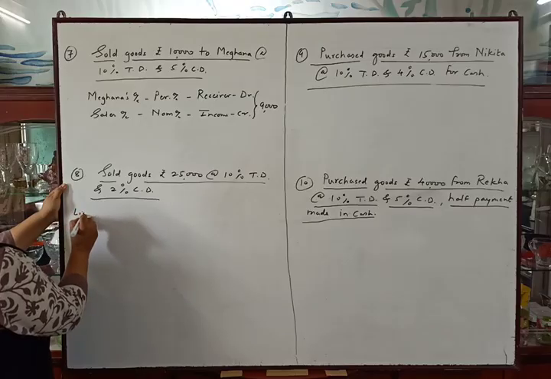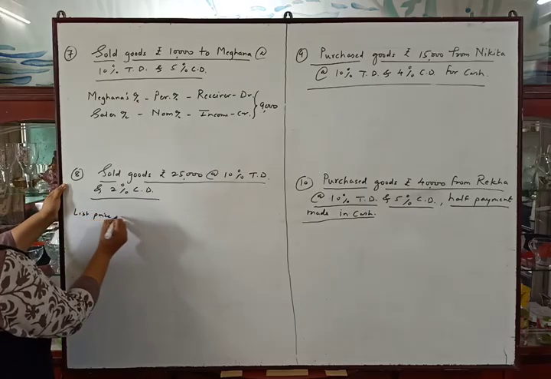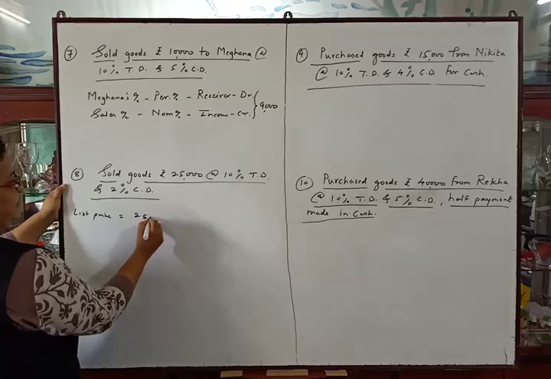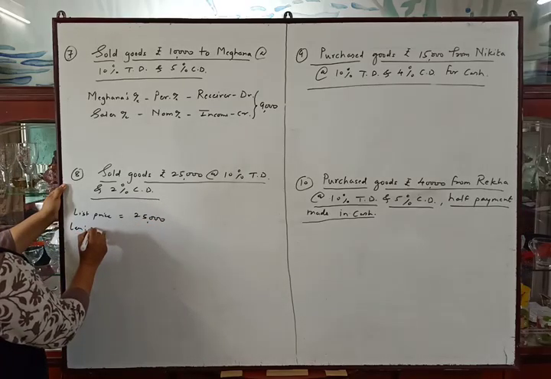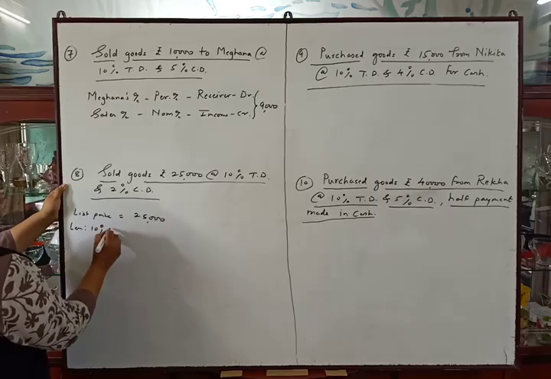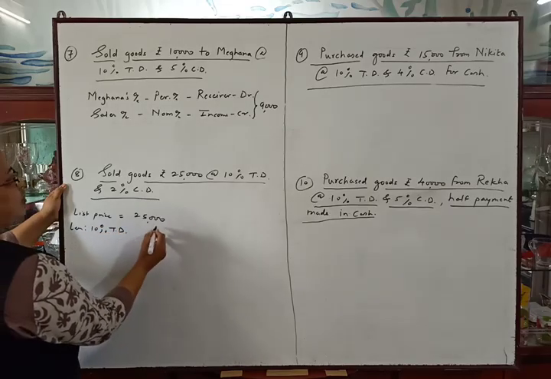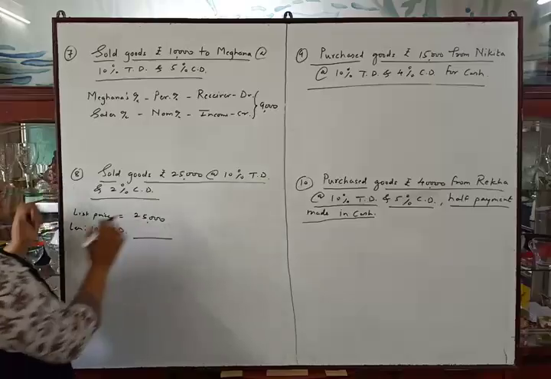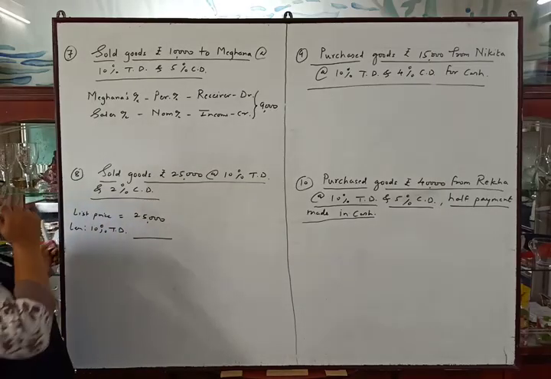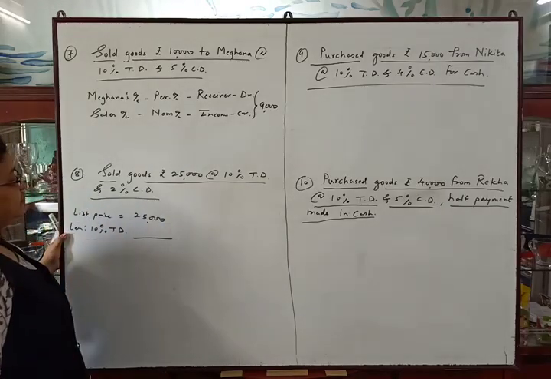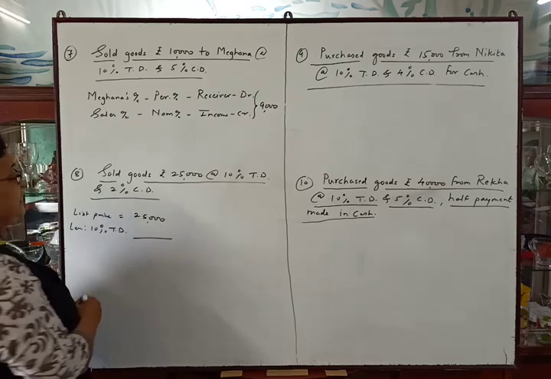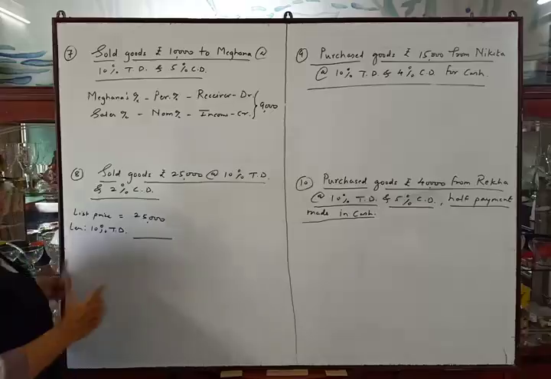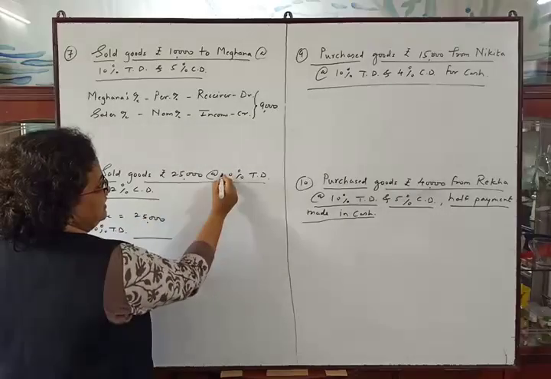Original price, that is lease price, is equal to 25,000. First we will deduct trade discount, that is 10% TD, from this amount. 10% of 25,000 will be 2,500.